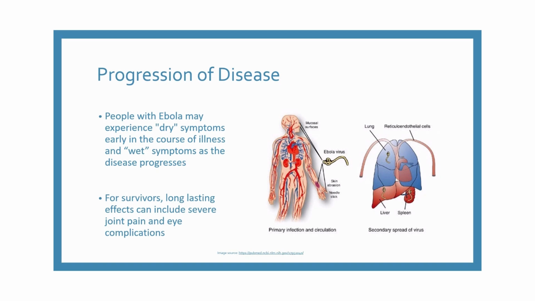As the disease progresses, wet symptoms arise, and the middle stage of Ebola typically includes high fever, massive bloody vomiting, and diarrhea. Late-stage symptoms include damage to blood vessels that causes severe internal hemorrhaging, including bleeding from body orifices such as the mouth, eyes, ears, and organ damage. And for those who survive an Ebola infection, there are often long-lasting effects, including severe joint pain and eye complications ranging from vision changes to inflammation that can lead to blindness.